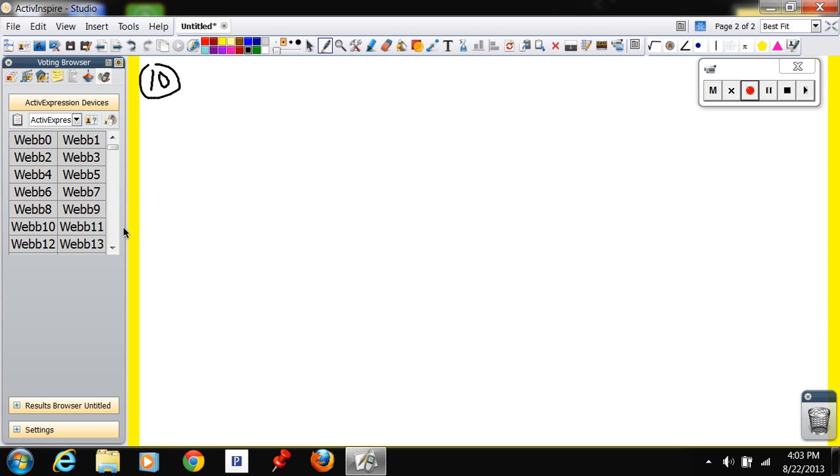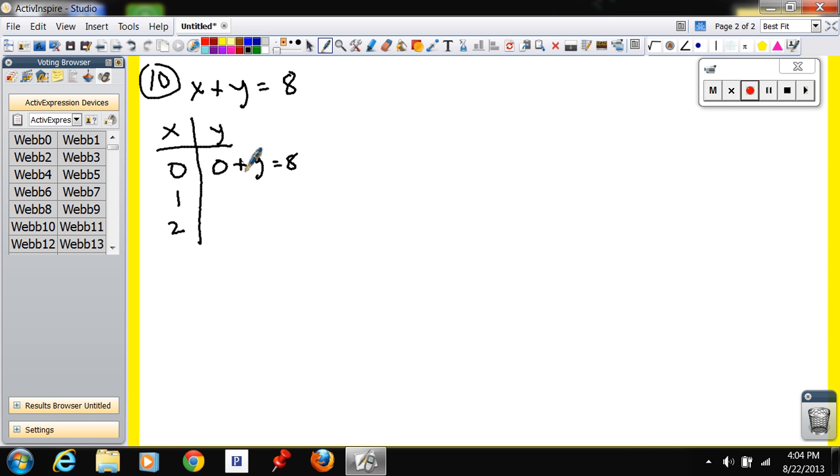Number 10, you have x plus y equals 8. So our little x and y chart. We plug in again 0, 1, and 2. So if I put an x in there, it's going to add y to it and get an 8. 0 plus 8 would equal 8, so y is going to equal 8. 1 plus y has to equal 8, so 1 plus 7 equals 8, so y is going to equal 7. And 2 plus y equals 8. 2 plus 6 would equal 8, so y is going to equal 6.